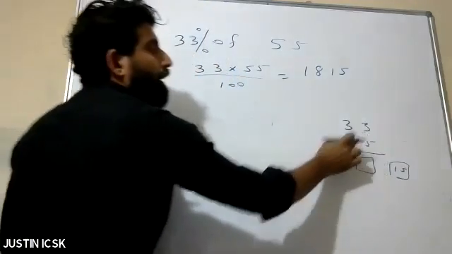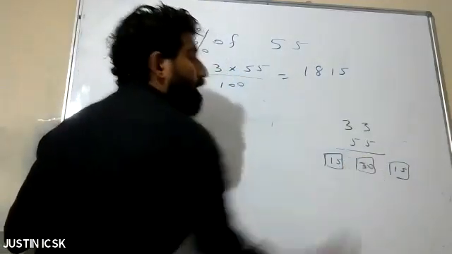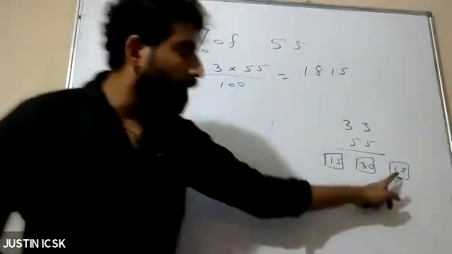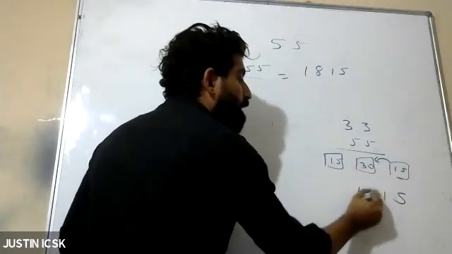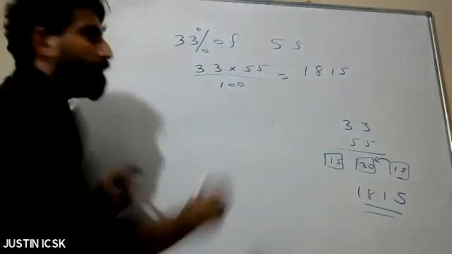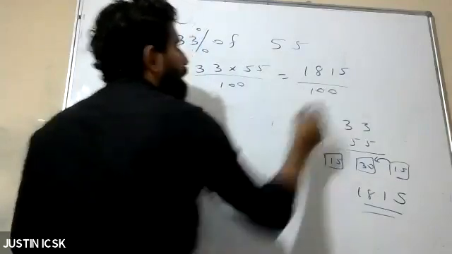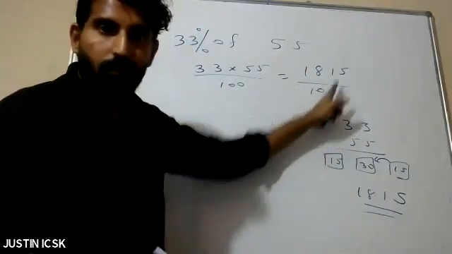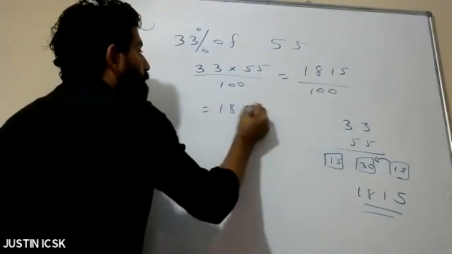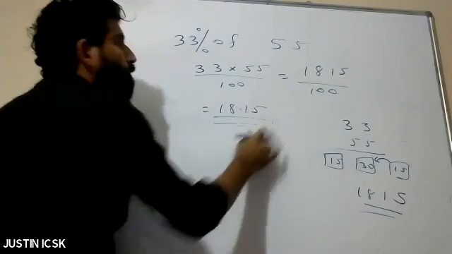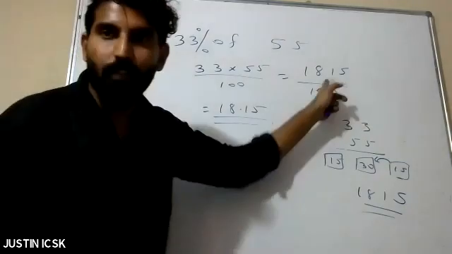15 into 15 is 30, then this one is carrying. 5 is kept there, 1 is carrying. 3 is carrying, 1815. Obviously, 1815 divided by 100. 100 means 2 decimals, we will put 2 decimals. So the answer is 18.15.